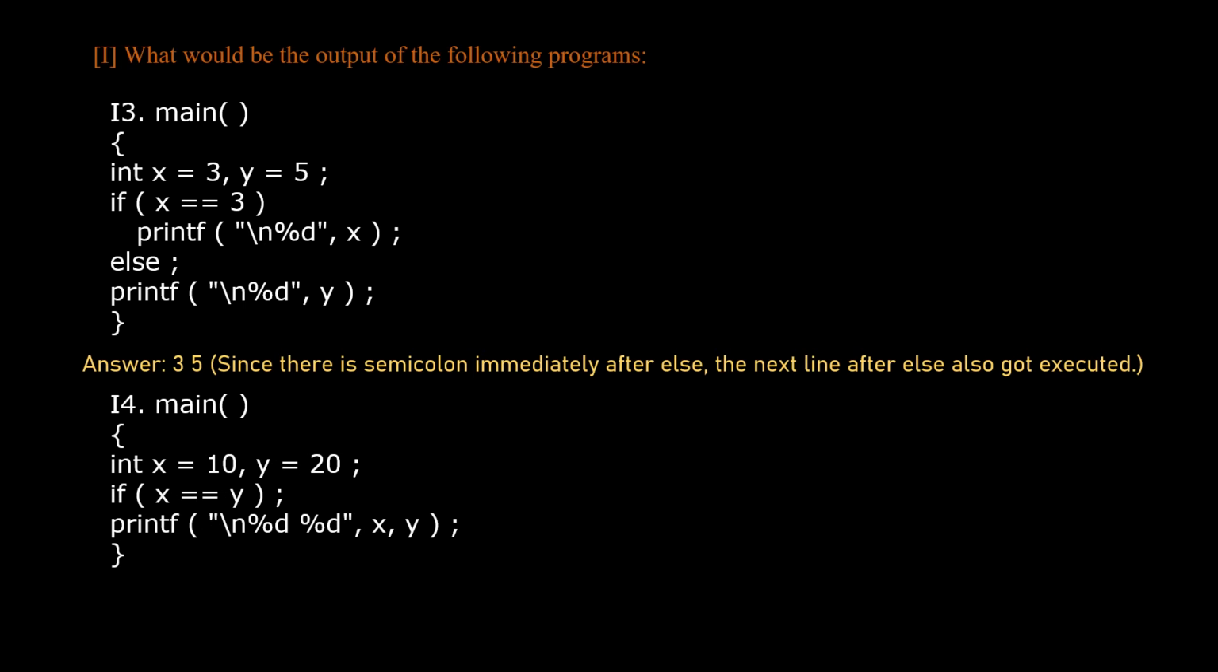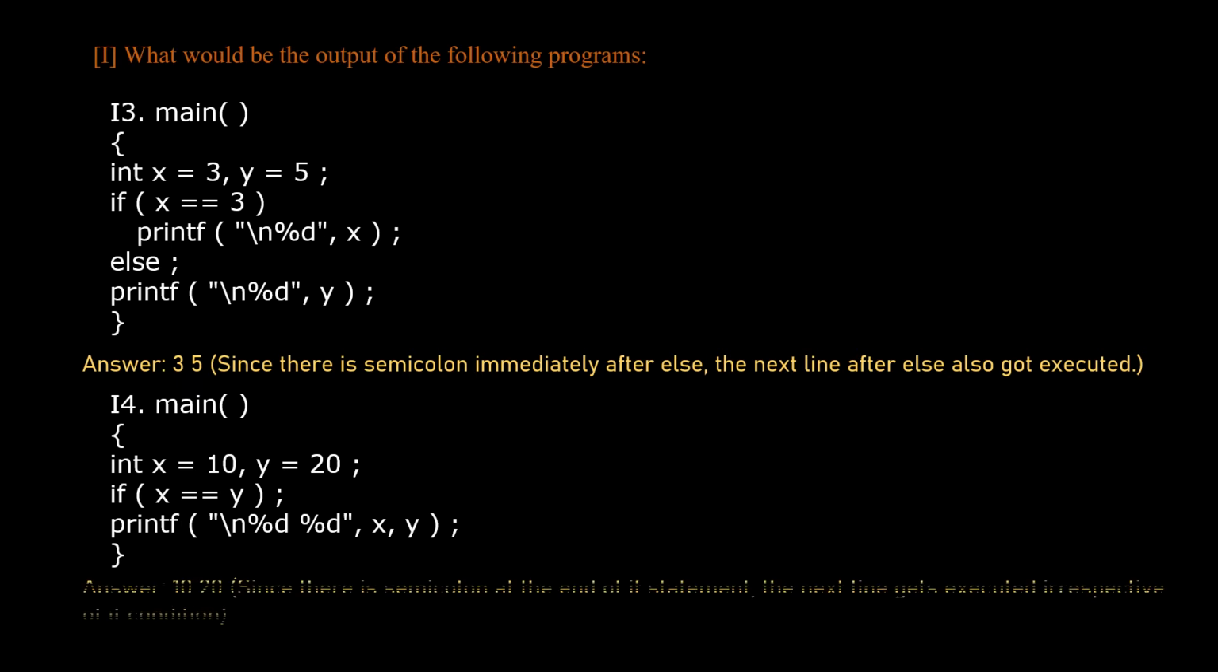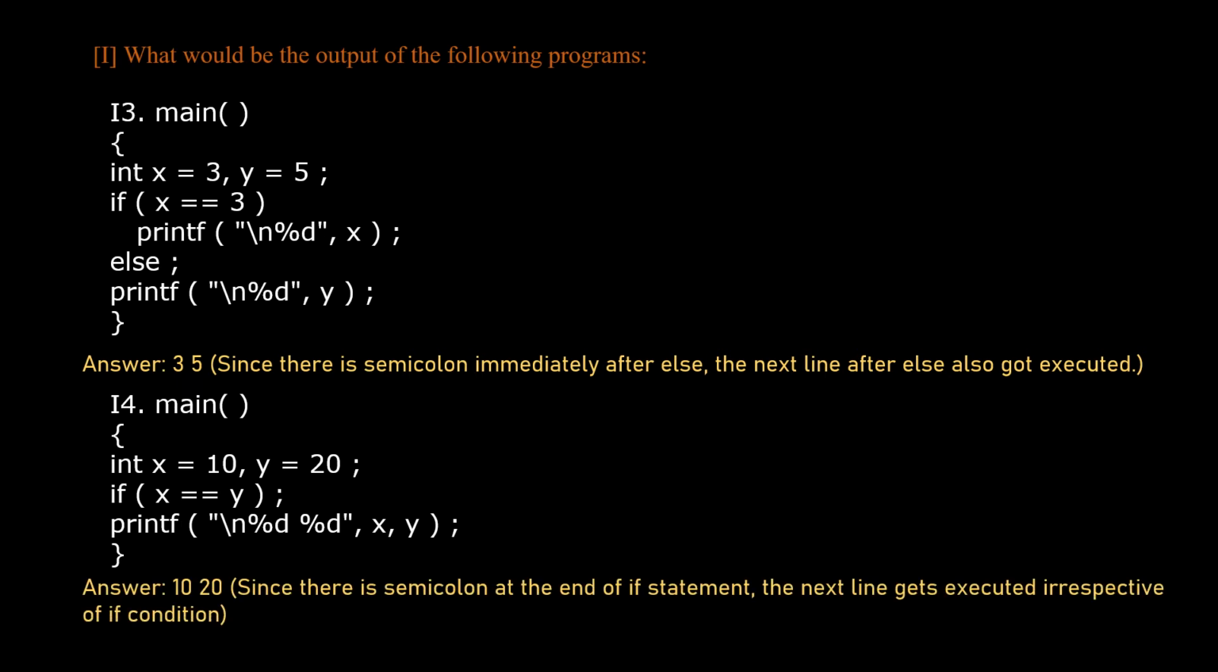And next question. 10 and 20 are not equal. Will this printf get executed or not? Let's see the answer. Yes, it gets executed because the semicolon is ending here. Irrespective of this condition, the next line is going to get executed.